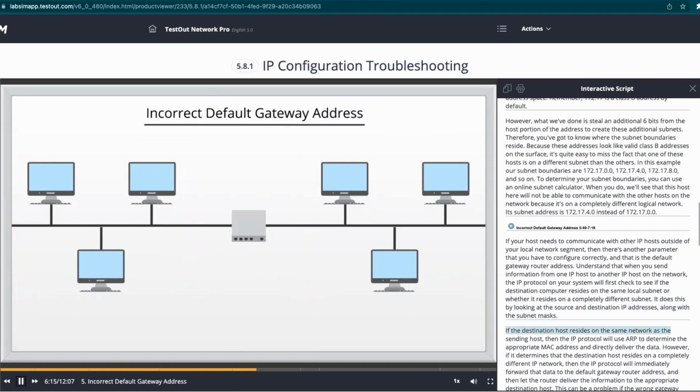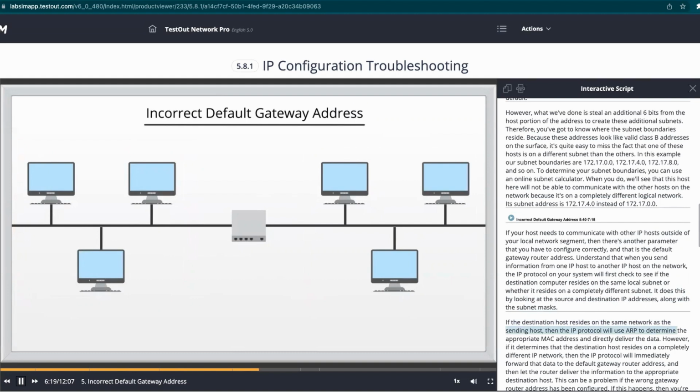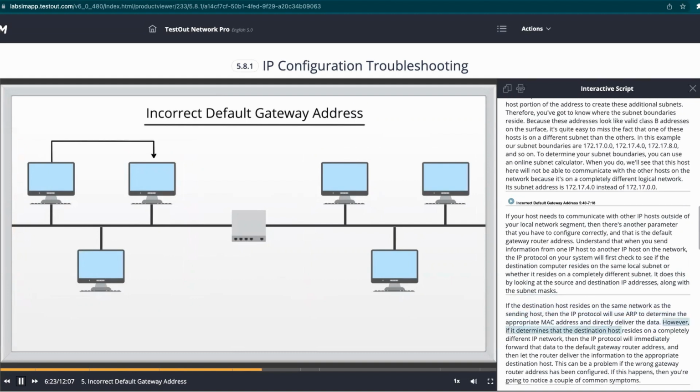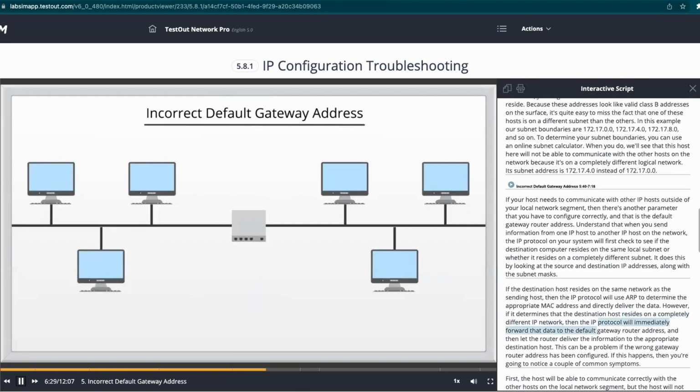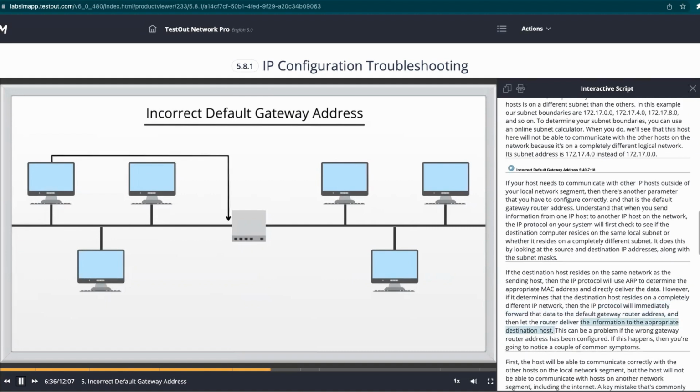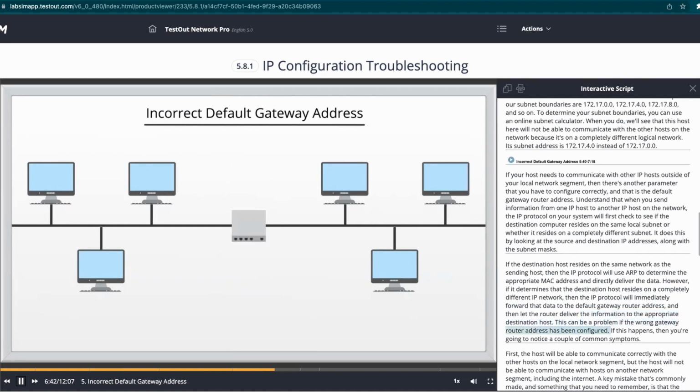If the destination host resides on the same network as the sending host, then the IP protocol will use ARP to determine the appropriate MAC address and directly deliver the data. However, if it determines that the destination host resides on a completely different IP network, then the IP protocol will immediately forward that data to the default gateway router address, and then let the router deliver the information to the appropriate destination host. Now, this can be a problem if the wrong gateway router address has been configured.